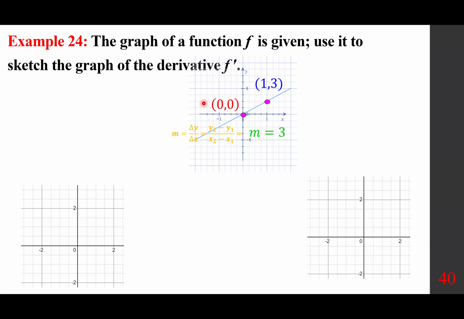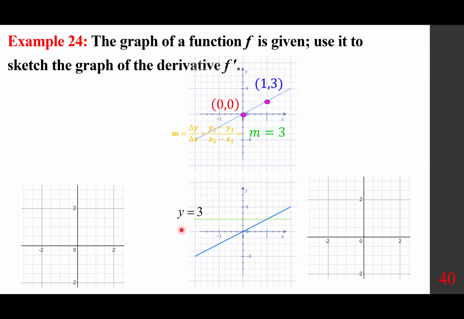The way you come up with the answer for any line, you say the answer is a horizontal line with an equation y equals the slope. So y equals 3. If the slope was 2, y equals 2. If the slope was negative 1, y equals negative 1. And that's the graph, and you're done.